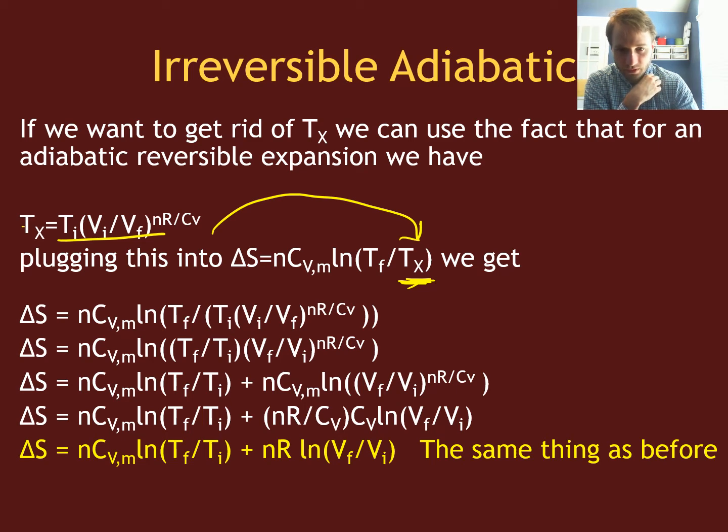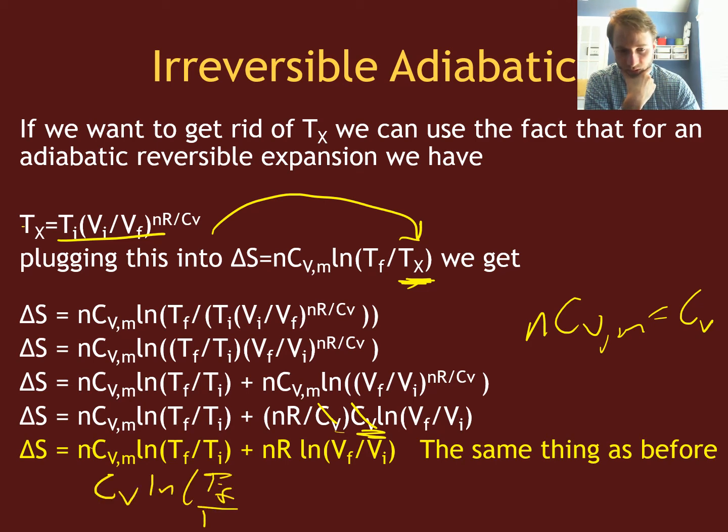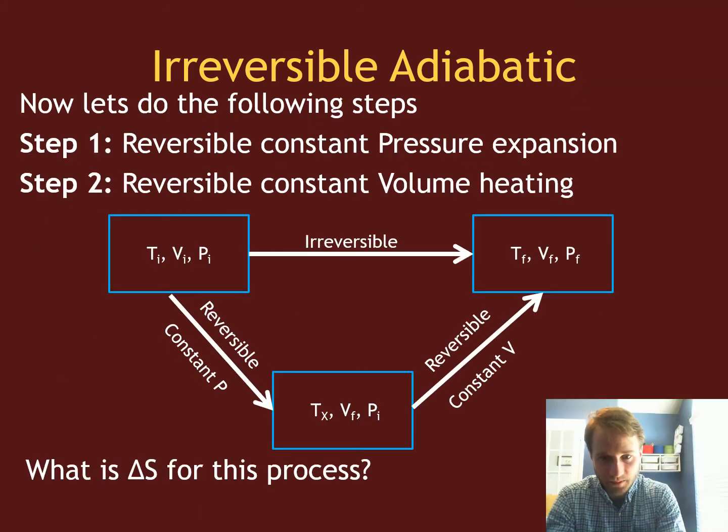okay, which, right, so here I'm putting CV, right, because NCVM is just equal to CV, okay, and so now I have this CV canceling with that CV, and I'm left with NR ln V final over V initial, okay, and then I have that first thing, which is NCVM or CV ln T final over T initial, okay, which is the exact same expression as the other path I picked.